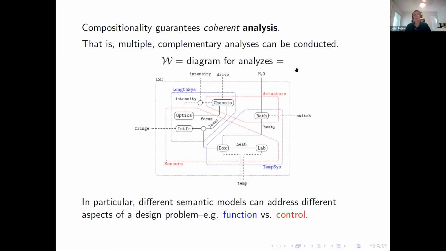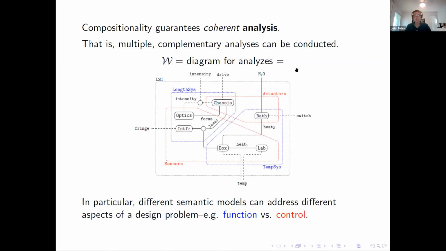So the slogan for this is compositionality guarantees coherent analysis. So you can do not just one ad hoc analysis, but you can do multiple complementary analyses. And so for this example, the wiring diagram is actually just an ordinary commutative diagram, right? Sort of, but instead of a commutative diagram in arrows, it's a commutative diagram in operads, typed operads.